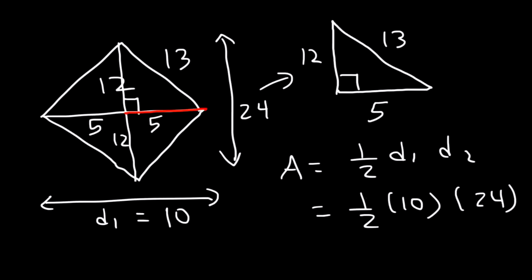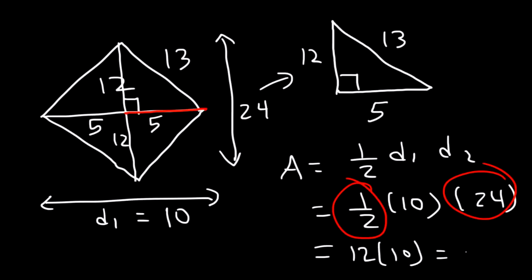Now, half of 24 is 12. And 12 times 10 is 120. So the area of this particular rhombus is 120 square units. Now, let's say you have a triangle where you're given two sides and the included angle. What is the area of this particular triangle?